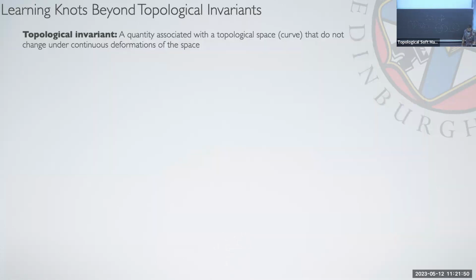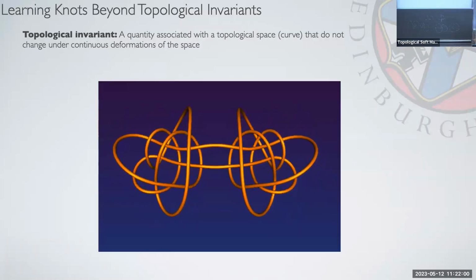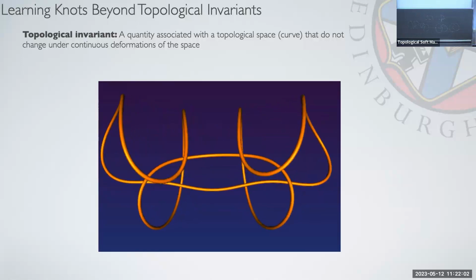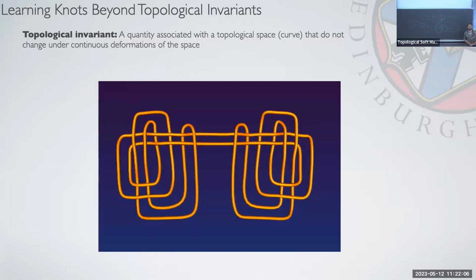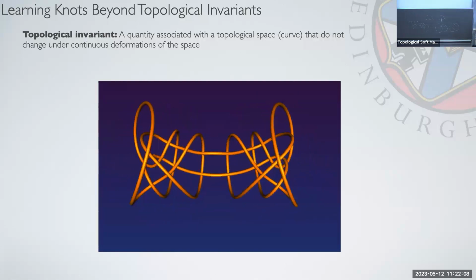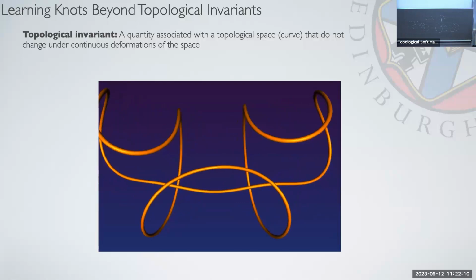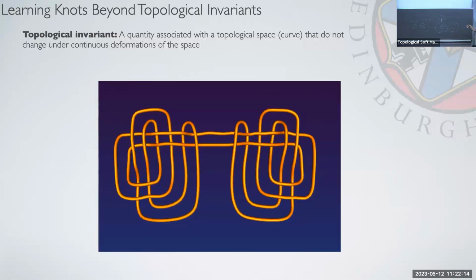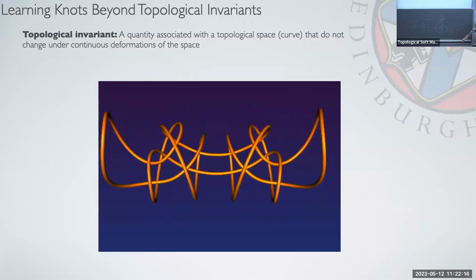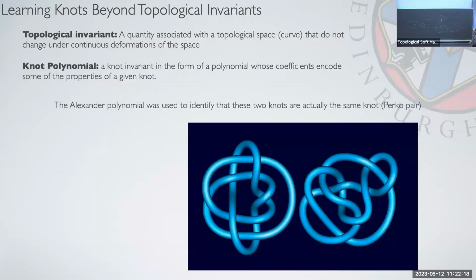What people have developed is this concept of topological invariant. This is a quantity associated with a curve that should not change if you smoothly deform the curve. Let's take an example. You start from something like that, and then you smoothly deform the contour until you get to the unknot. You hope that this topological invariant is such that if you calculate it on the first configuration or the last configuration, it should give you the same number. This is the concept of topological invariant.